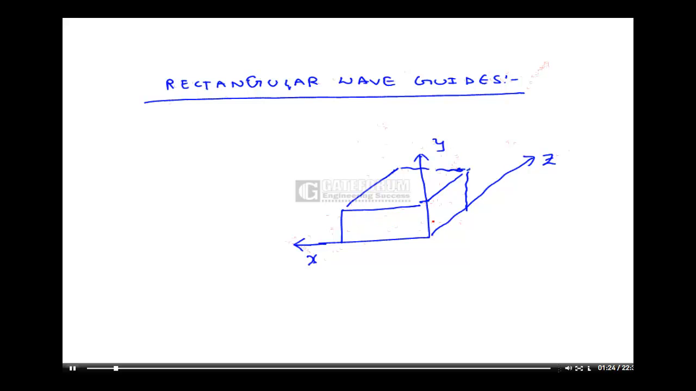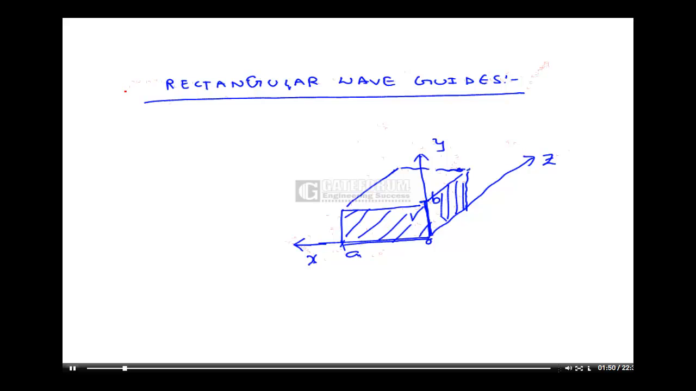These are the walls of the waveguide. This is length a. This is 0. This is height b. Length a and width b. These are the walls of the waveguide. So the rectangular waveguide shape is like this.